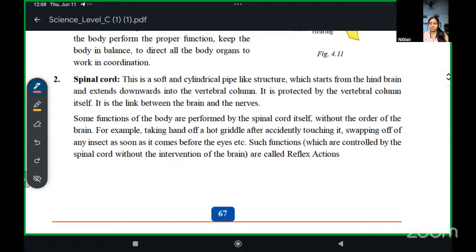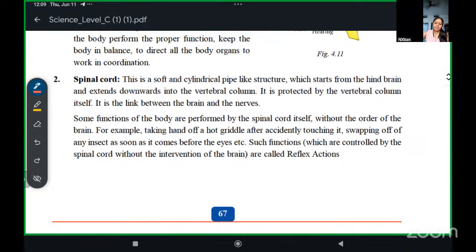But some functions that we perform are very quick. For example, if you touch fire, you will quickly remove your hand, and that will be so fast that the brain will not even have the time to send a signal and for the signal to reach your hand. That takes time. So that quick removal of the hand is done directly by the spinal cord. The brain is not sending a signal here because it will take time. Such actions are controlled by the spinal cord without the intervention of the brain.